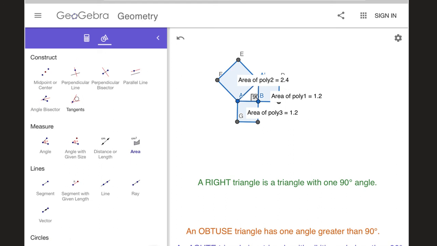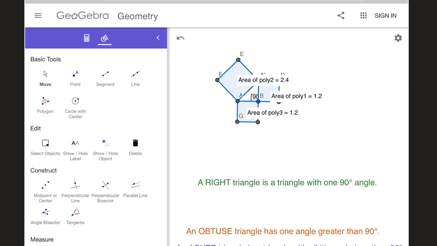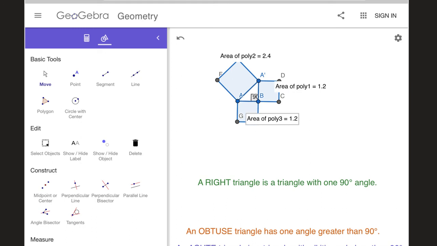All right, and that is it. Hopefully, if you have any questions, email me or ask me in class. All right, so these are the areas of each square.